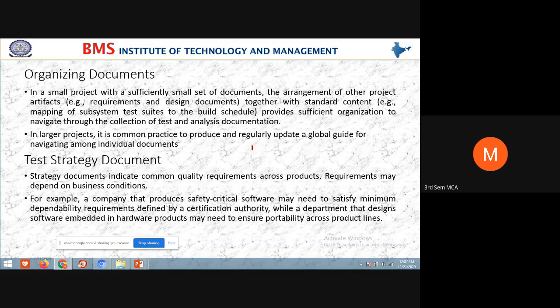For example, a company that produces safety-critical software may need to satisfy minimum dependability requirements defined by the certification authority, while a department that designs software embedded in a hardware product may need to ensure portability across the product lines. So whatever product or software you are developing, the dependability and safety measures, everything should be available, and we have to take a certification authority. So like this, we have to develop a project.